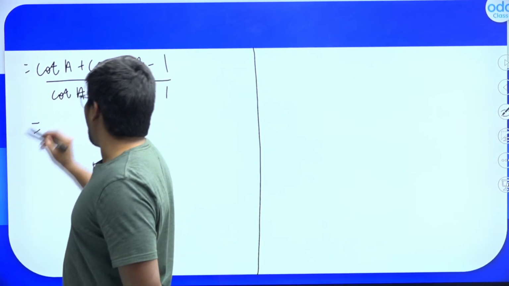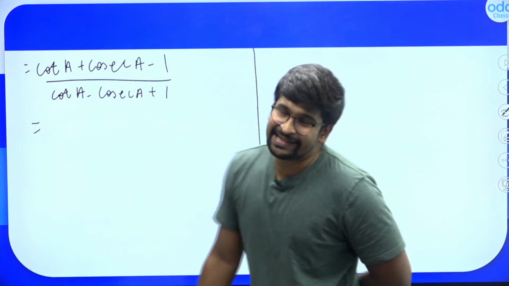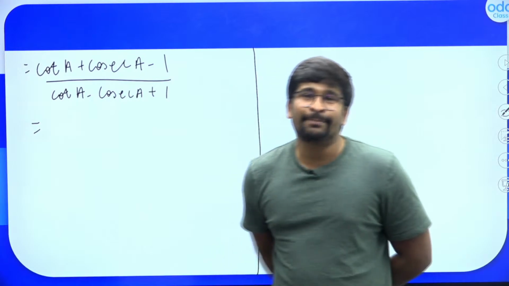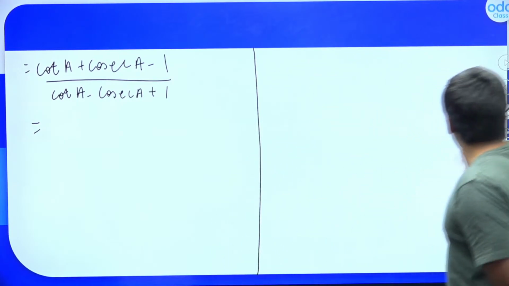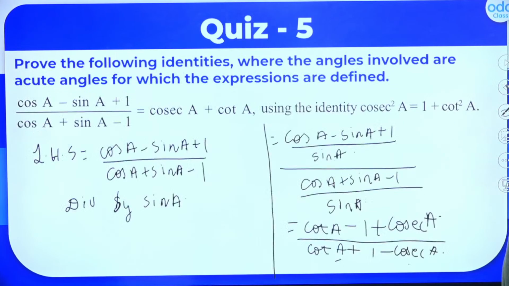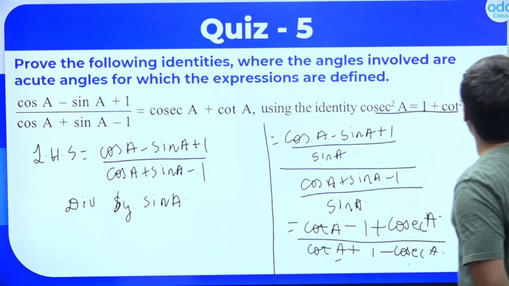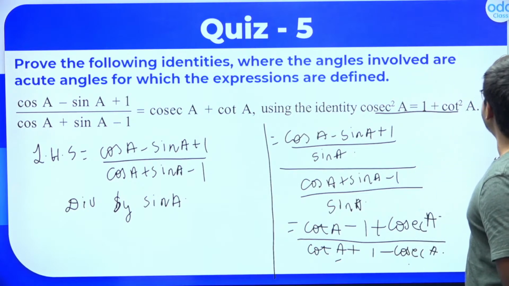Now let's do one thing, because in the question there is a hint given. You will have to use the formula cosec square A minus cot square A is 1. Correct? Because you have seen this in the question, right? Cosec square A is 1 plus cot square A, means cosec square A minus cot square A is 1. You know this. Now let's apply that here.